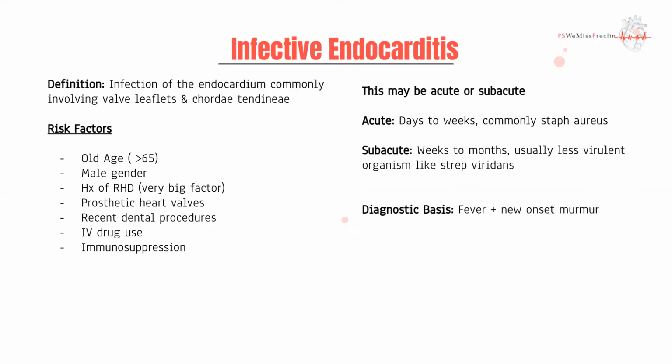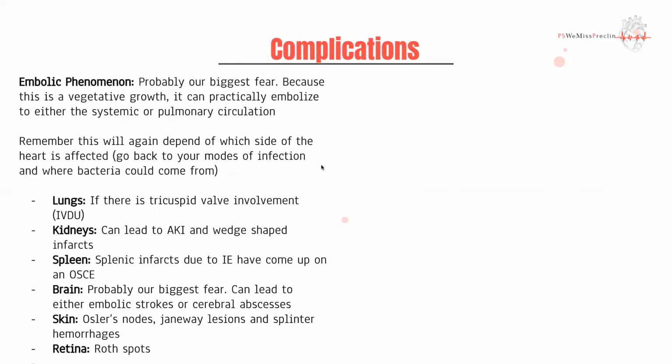In saying that, you should always suspect infective endocarditis if you have a fever of unknown origin, especially with the development of a new heart murmur. And that is going to serve as our primary diagnostic basis. We'll talk about the exact criteria in a second, but I think we should talk about the complications of infective endocarditis itself.